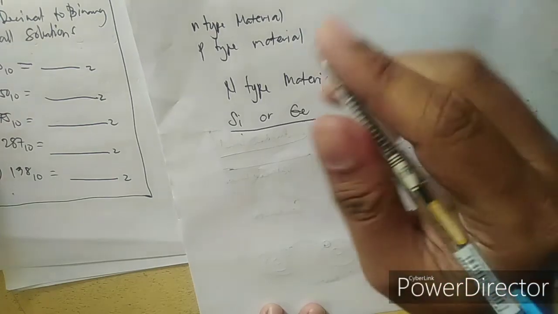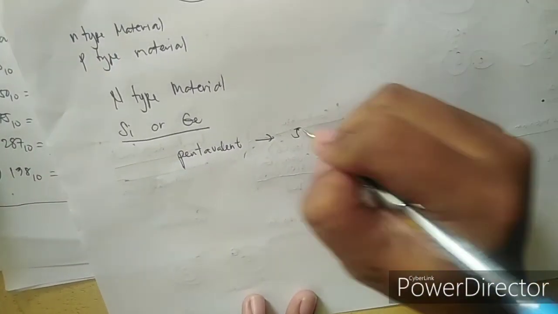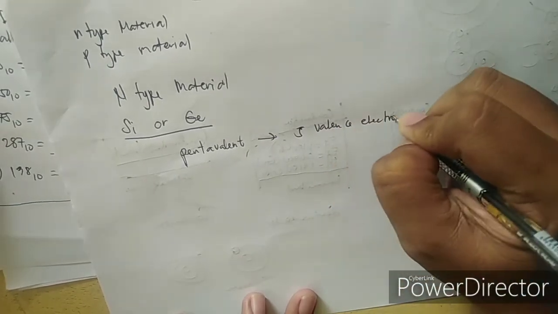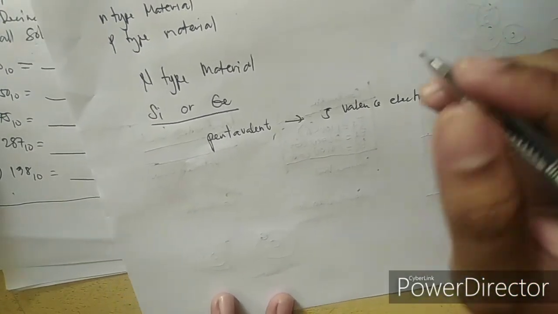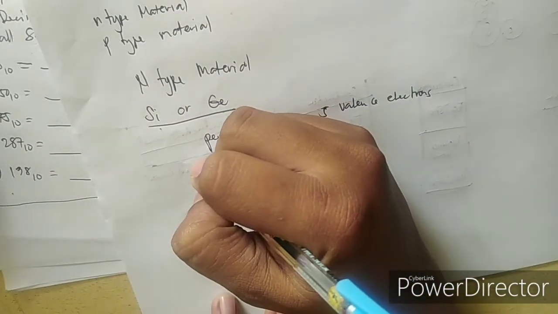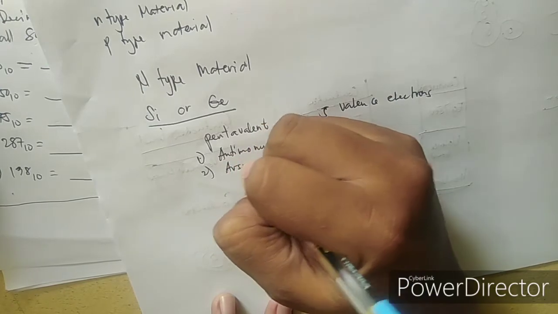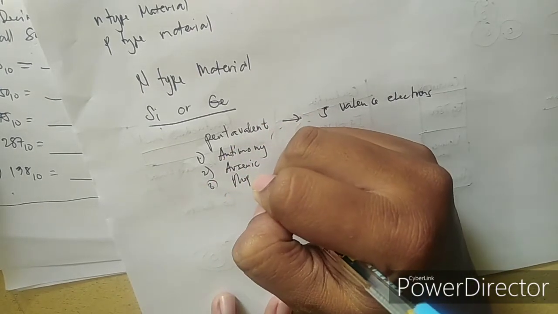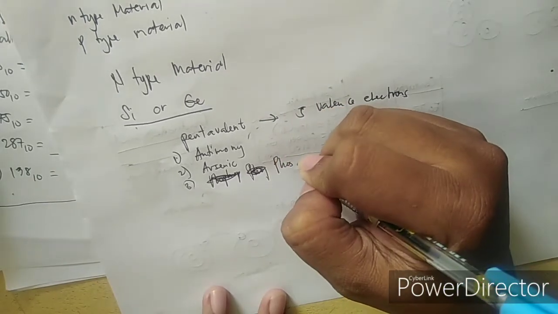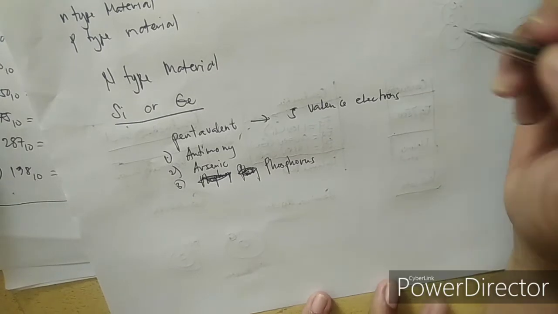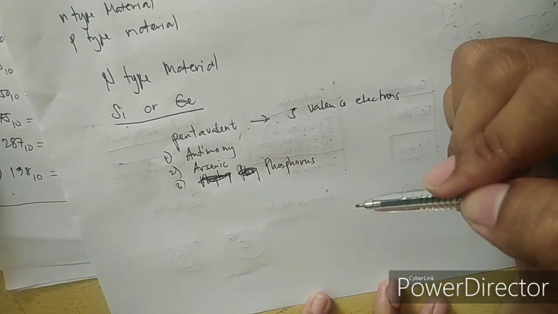These impurities are called pentavalent. Pentavalent means having 5 valence electrons, so pentavalent atoms are those that have 5 valence electrons. These elements are antimony, arsenic, and phosphorus. So atoms that have 5 valence electrons are these 3: antimony, arsenic, and phosphorus.